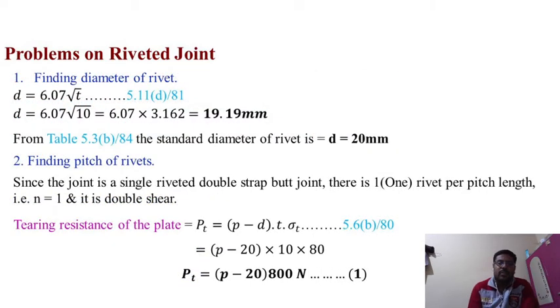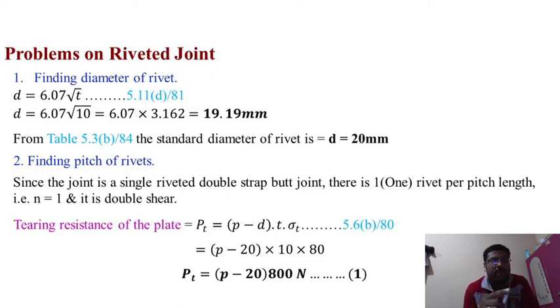And so solve the problem step by step. First point, finding the diameter of the rivet. D is equal to 6.07 root of T. This is equation number 5.11 D from page number 81 of the data handbook. Taking from the equation, substitute all the available values and find the diameter of the rivet.